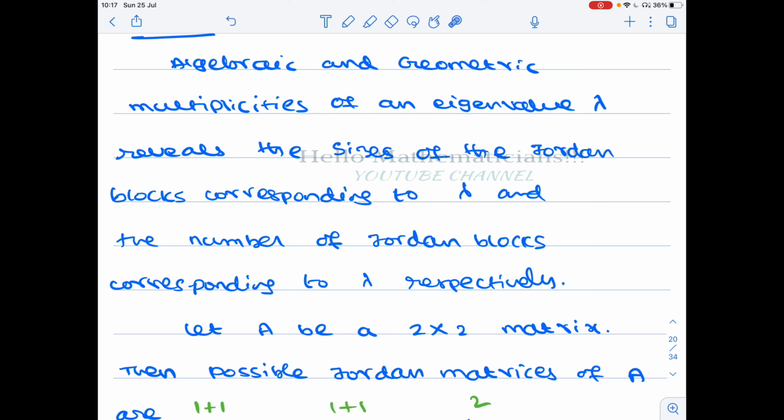They have the same algebraic and geometric multiplicity, but they are different Jordan matrices. Therefore, algebraic multiplicity and geometric multiplicity is not sufficient to guess what is the Jordan canonical form. Okay, so this is a very important example.